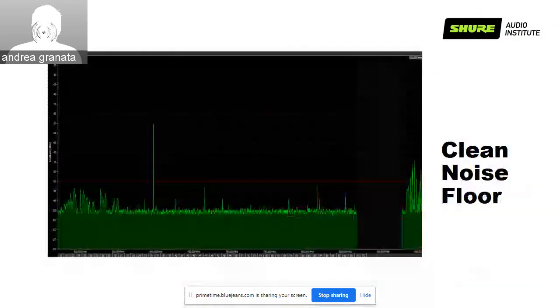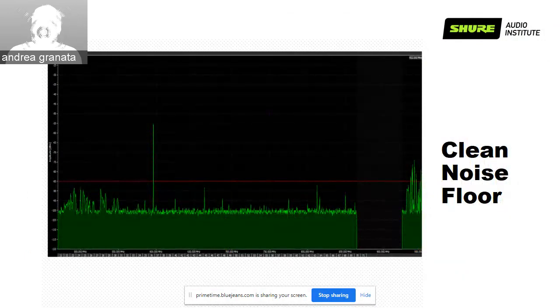Now I want to show you some slides where we are talking about noise floor to help you identify how to read the scan. This is a kind of clean noise floor. How do we know it? We have a red line that is the default exclusion threshold set in Wireless Workbench at -85 dBm. All the frequencies with an energy that is below -85 are considered good enough to be used.